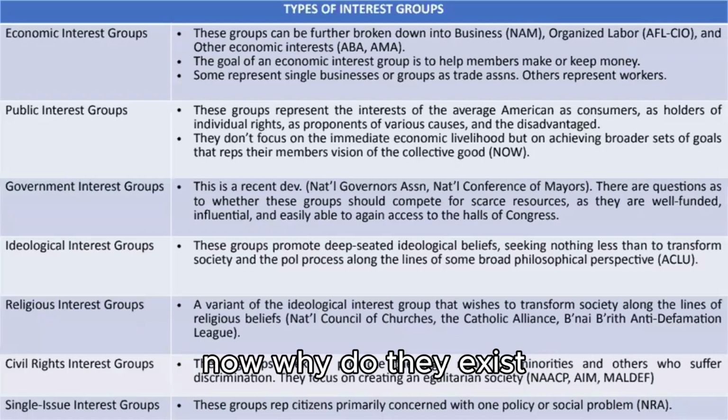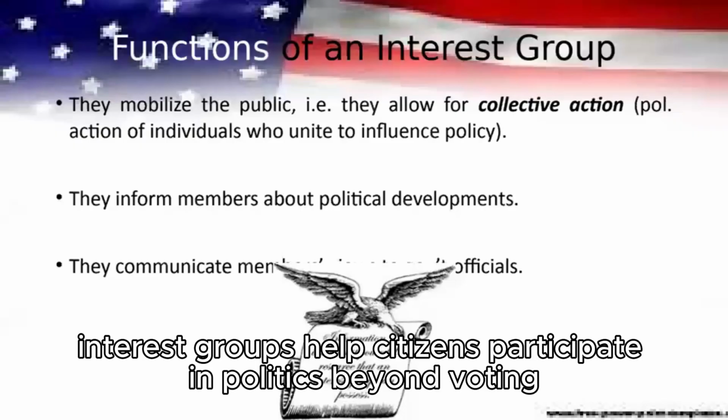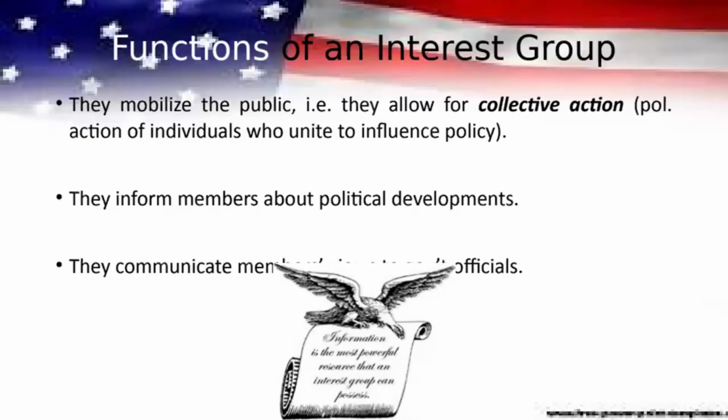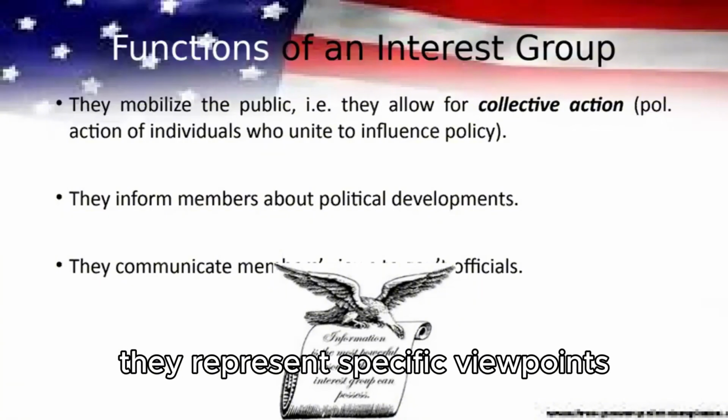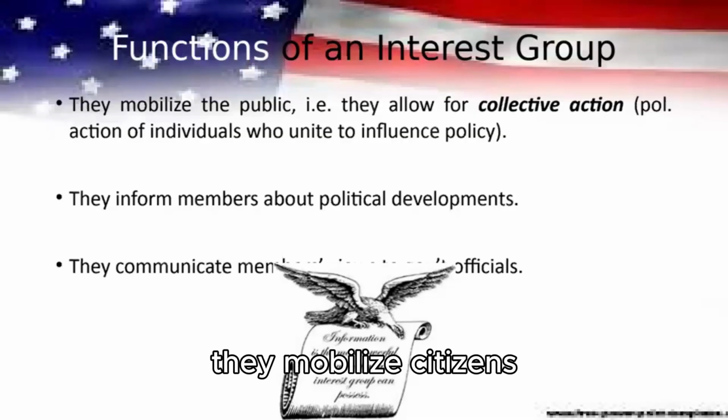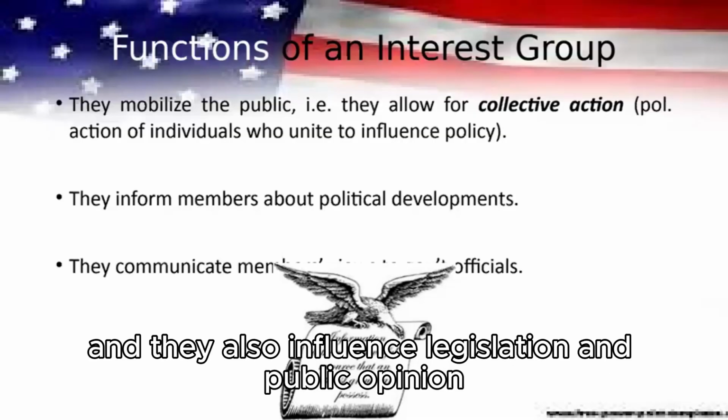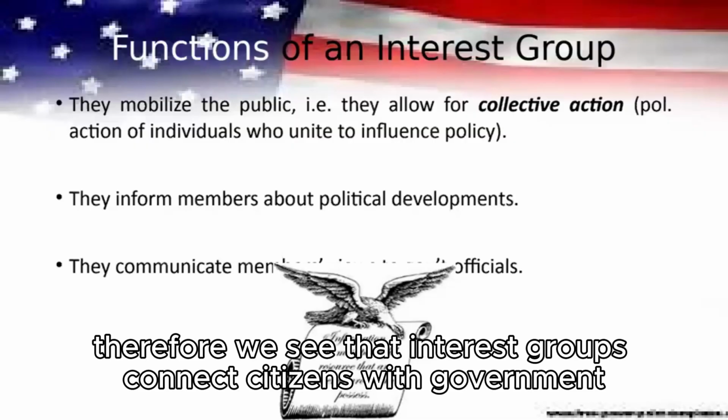Now, why do they exist? Interest groups help citizens participate in politics beyond voting. They provide information to policymakers, they represent specific viewpoints, they mobilize citizens, and they also influence legislation and public opinion. Therefore, we see that interest groups connect citizens with government.